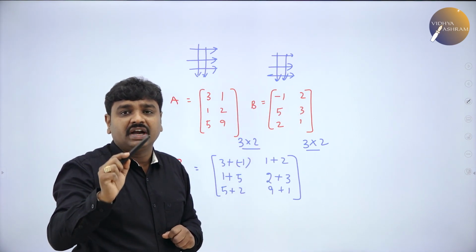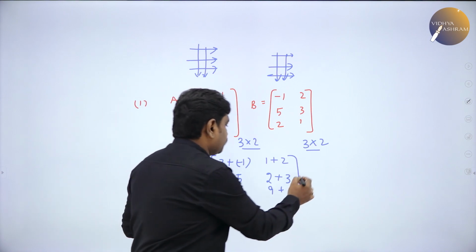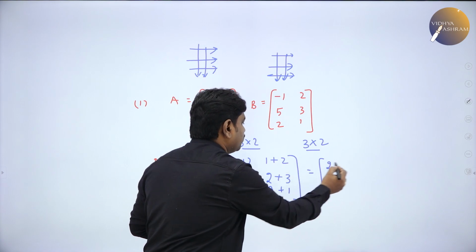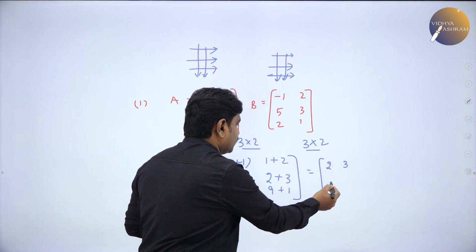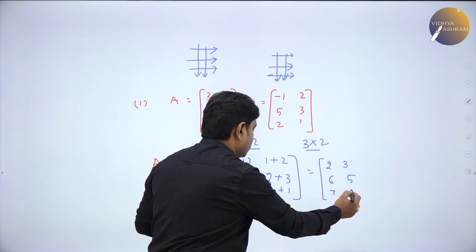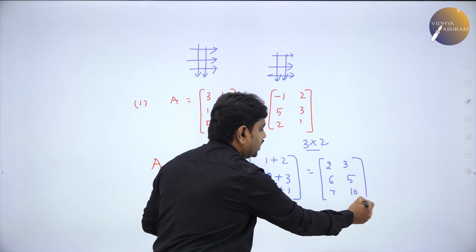That's why we say add corresponding elements. So now 3 minus 1. What is 3 minus 1? 2. What is 2 plus 1? 3. Then 5 plus 1, 6. 3 plus 2, 5. And 5 plus 2, 7. And 9 plus 1, 10. So now we have done A plus B.